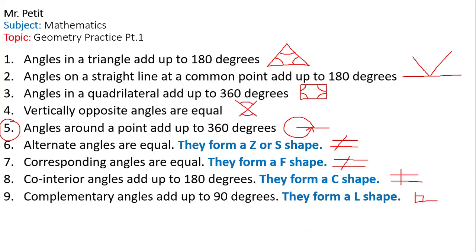Very good. Antoine, 6 through 9. Alternate angles are equal. They form a Z shape or an S shape. Corresponding angles are equal. They form an F shape. Co-interior angles add up to 180 degrees. They form a C shape. Complementary angles add up to 90 degrees. They form an L shape. Very good.